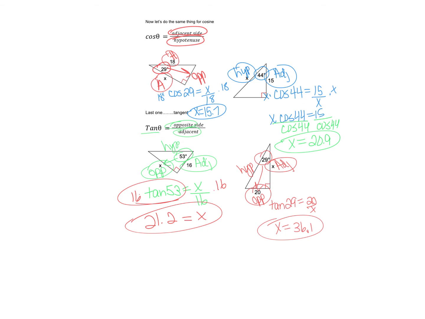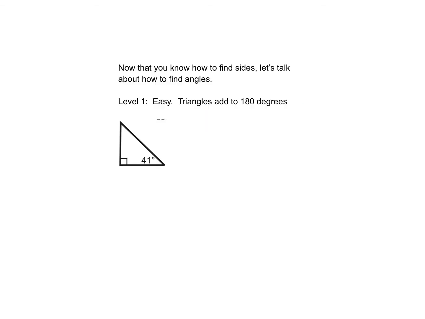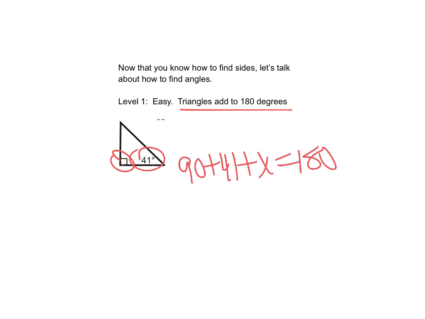Now we're going to look at how you can use trig to find angle measures. Okay, well, before we actually use trig to find angle measures, there is another way to find angles. If you are given an angle, this is still a triangle, which means triangles add up to 180 degrees. So if you ever are asked to find an angle and you know one of them's right and you are given the other one, you know that the three of them add together to be 180. So you know that 90 plus 41 plus x equals 180. That's what we call level 1 easy. Okay, and if we subtract those from 180, we get that x is 49 degrees.